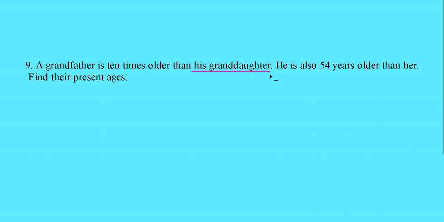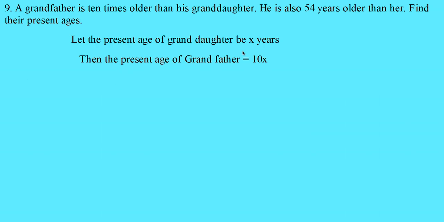Let us take the age of granddaughter be x. Then can you say what is the age of grandfather? It is 10 times older than granddaughter. That means 10 into x, that is 10x. That we can write it first. Let the age of granddaughter be x years. Then the age of grandfather is 10x years.